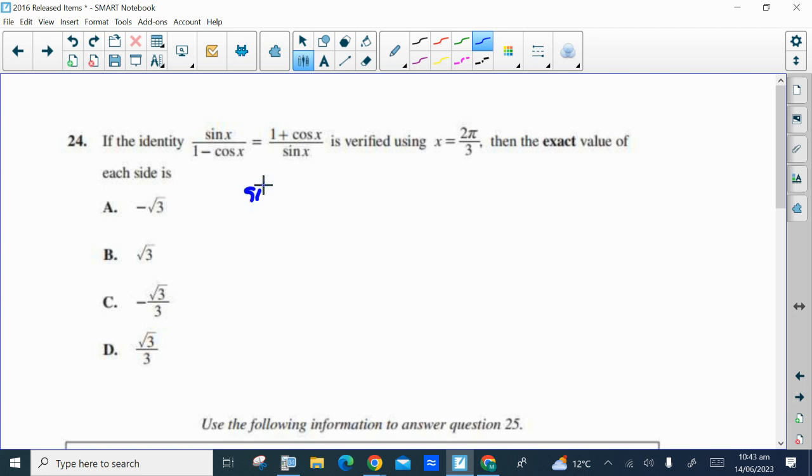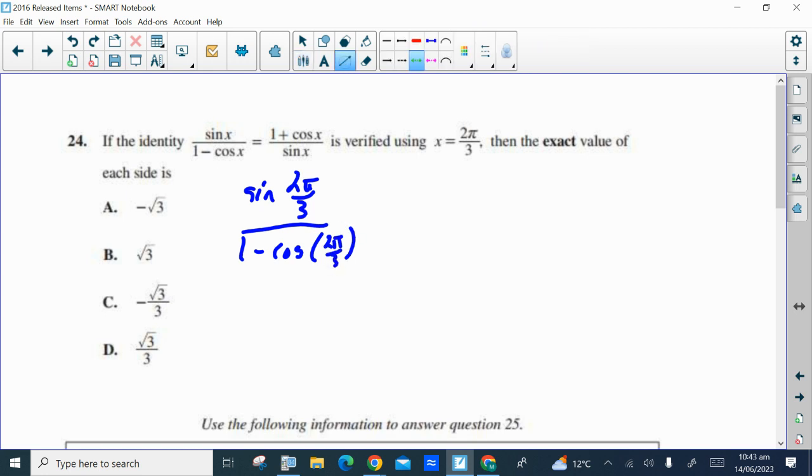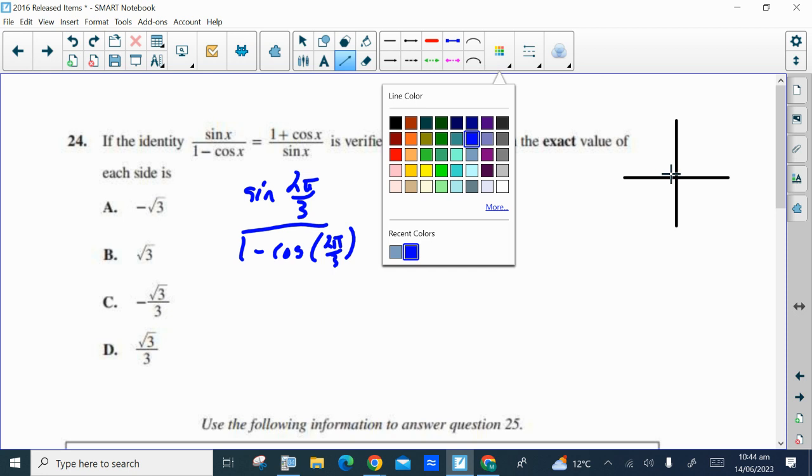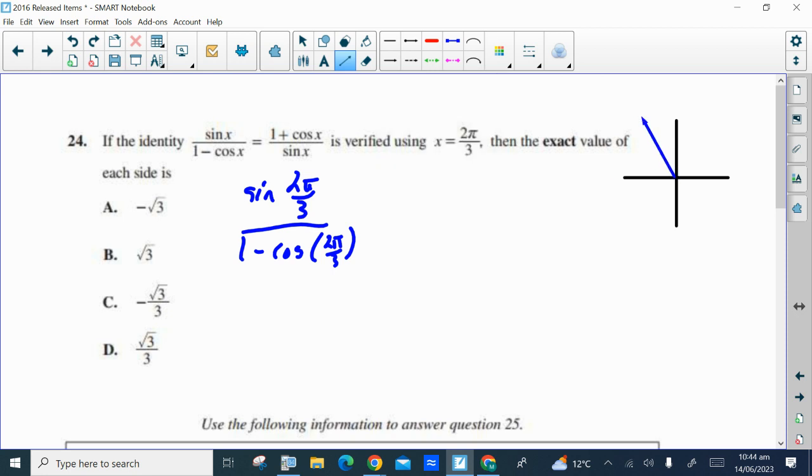We're going to take the sine of 2 pi on 3 over 1 minus the cosine of 2 pi on 3. So where's 2 pi on 3 on the circle? That would put you in the second quadrant with a reference angle of pi on 3. That'll be up there, where the coordinates are negative 1/2, comma, positive root 3 over 2.